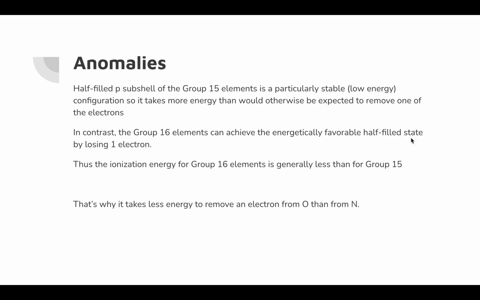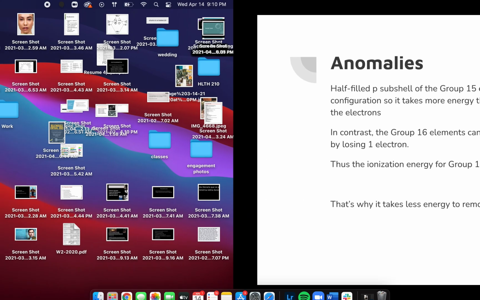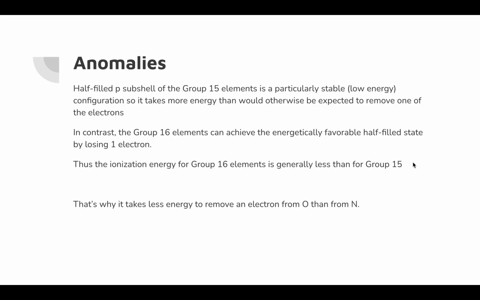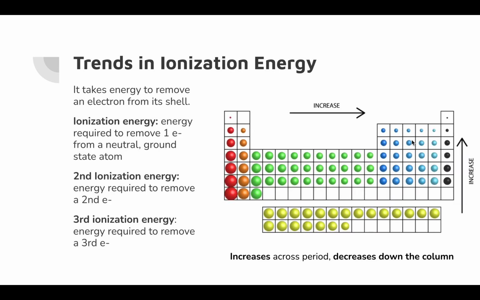So it takes more energy to remove an electron, so more ionization energy to remove an electron than the other electrons. And then in group 16, for some reason, they want to be half filled, and so they lose an electron instead of gaining a couple. So ionization energy is less for group 16 than it is for 15 because these ones don't want to lose one and these ones do want to lose one. So this ionization energy is less.